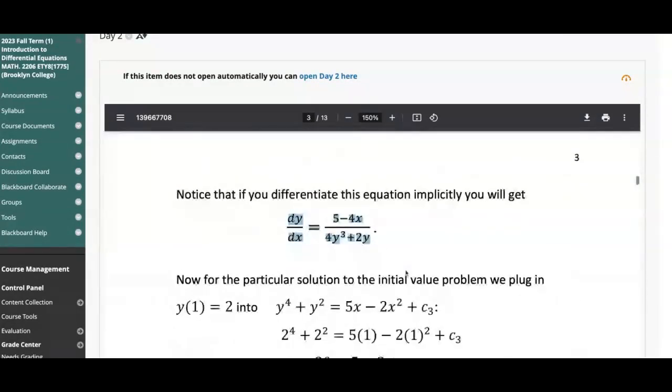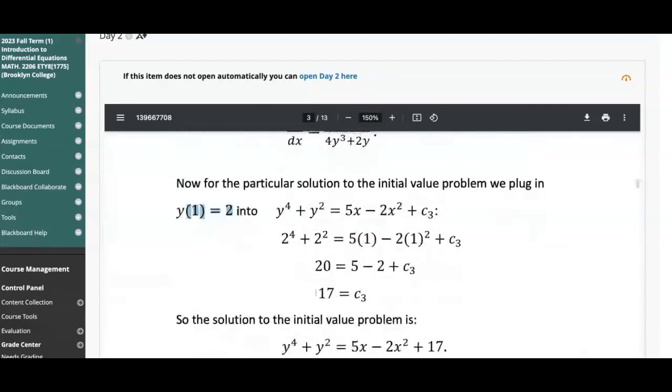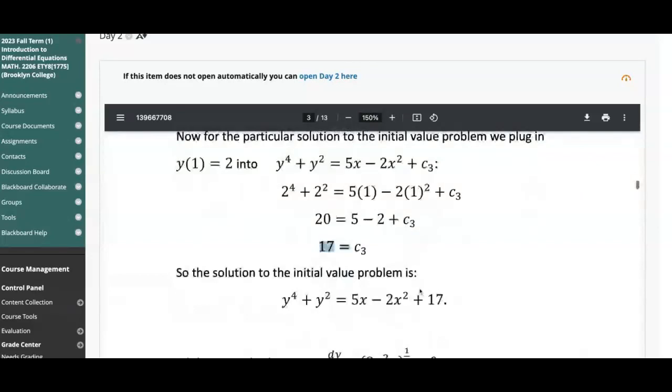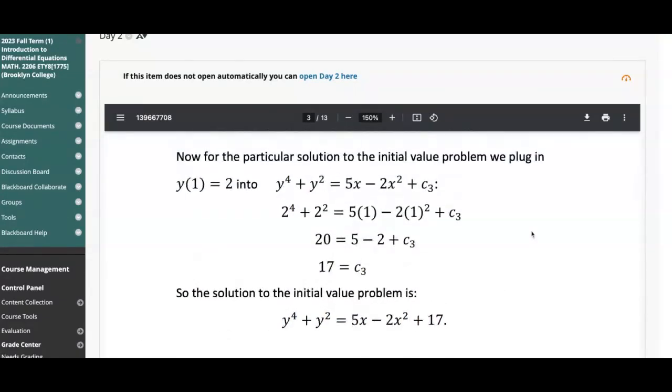this dy over dx. With the initial condition, we can plug in, so we get a constant value to be 17. Now with the initial condition, we have a particular equation. So the constant is 17 now. Okay, anyone has any question? So this is new to us. The solution does not have to be a function. The solution can be an equation.